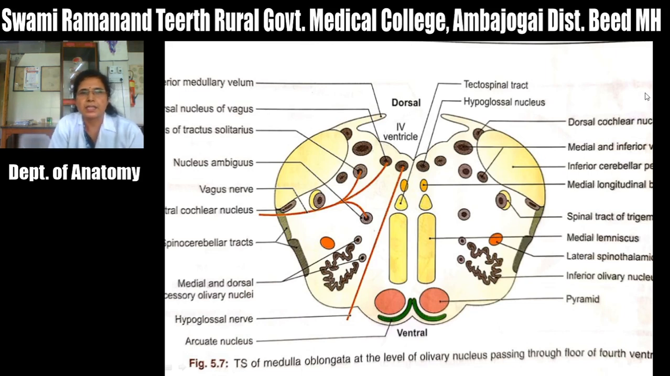Then another important structure present in the medulla is the reticular formation. It is present throughout the brain stem, but in the case of the medulla it consists of vital centers, that is the respiratory center, cardiac center, and the vasomotor centers. They are present in this reticular formation of the medulla oblongata. So this is about the transverse section of the medulla oblongata at the level of the olivary nucleus.